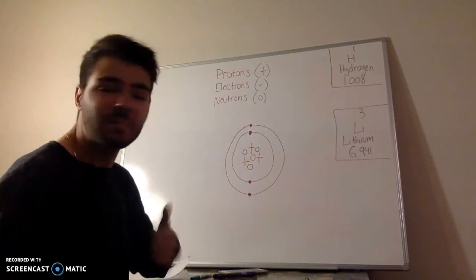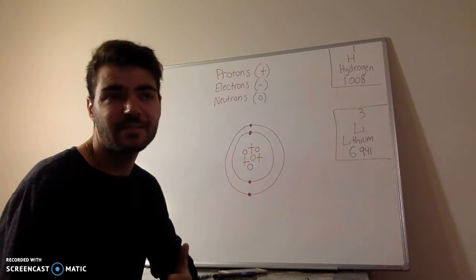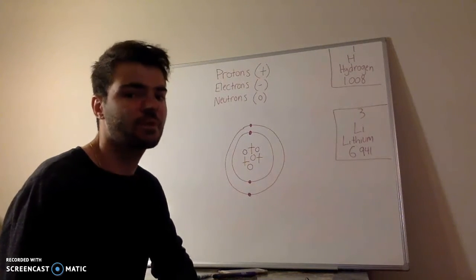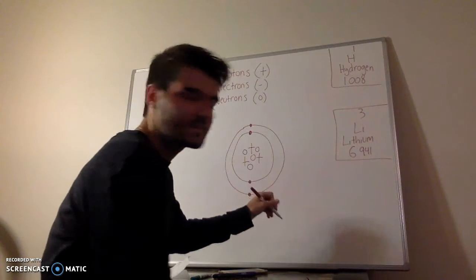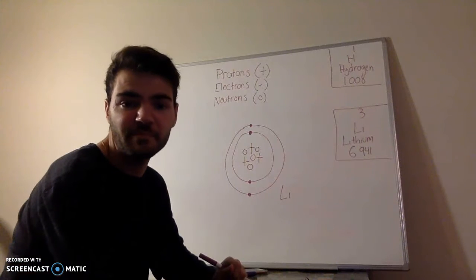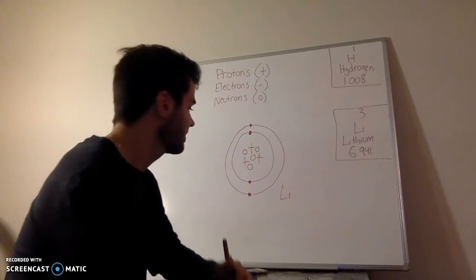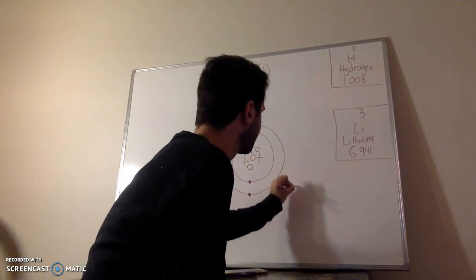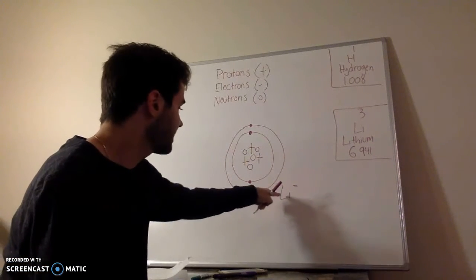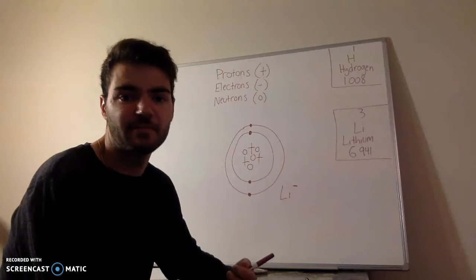So 3 positives, 4 negatives. It sounds to me like it has 1 more negatively charged particle than positively charged particles. So if I wanted to write this, lithium would be Li, but it's going to be negatively charged, right? Because it has more negatively charged particles. So I would just write Li with the negative sign at the top. So this denotes to me that we have a negatively charged atom of lithium.